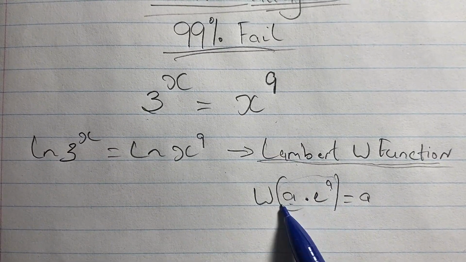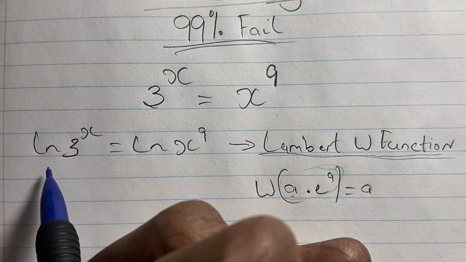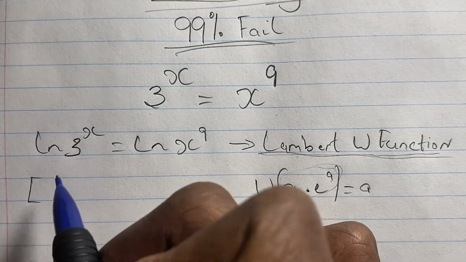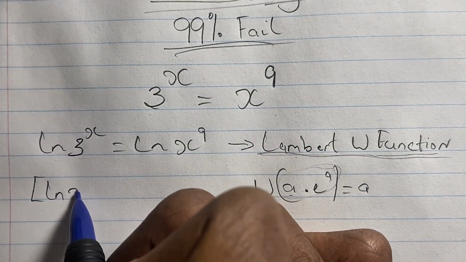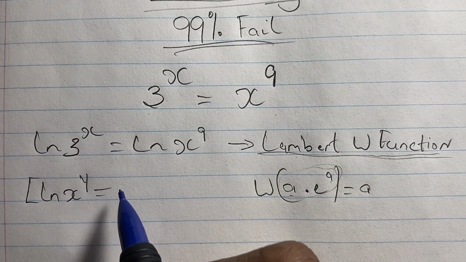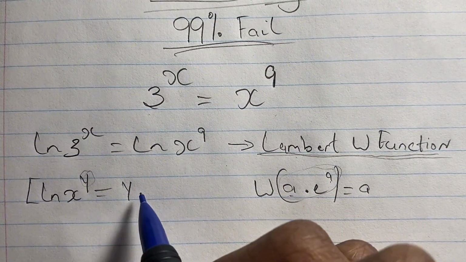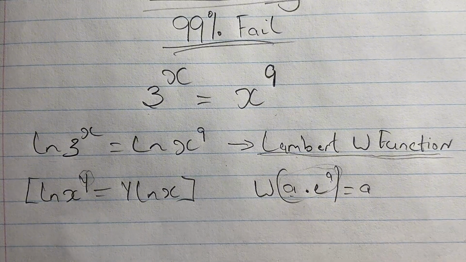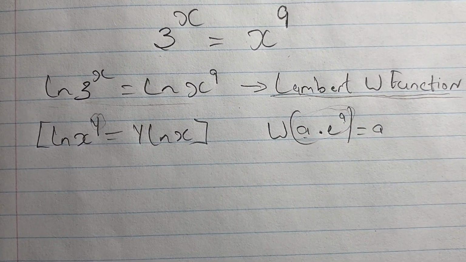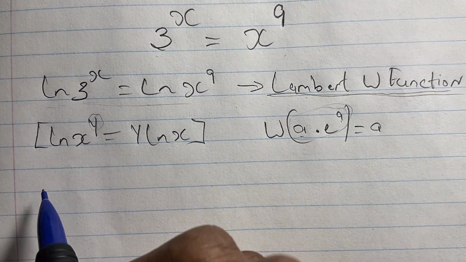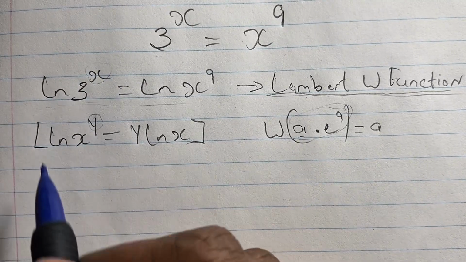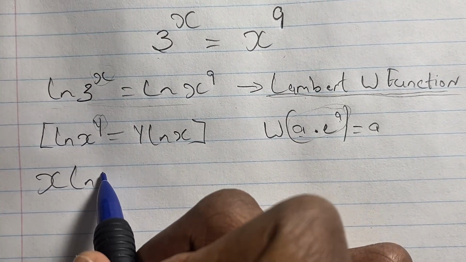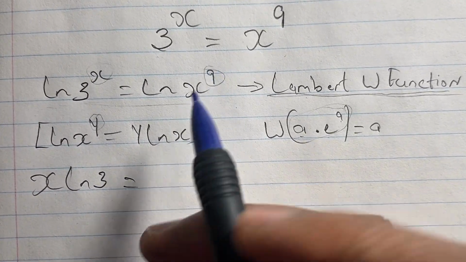So we start by simplifying our expression for a times e to the power of a, so that we can apply this W function. And we start to simplify by looking at this logarithm rule where we have y in the power. We know that we can rewrite that as y ln x. So therefore, applying this rule, we'll have x ln 3 equals 9 ln x.